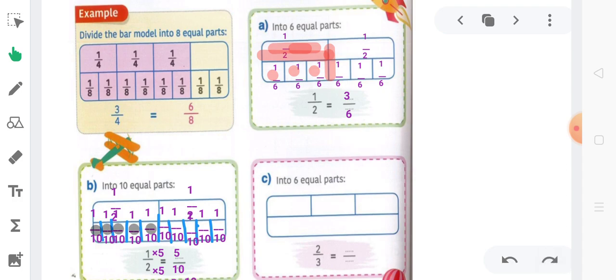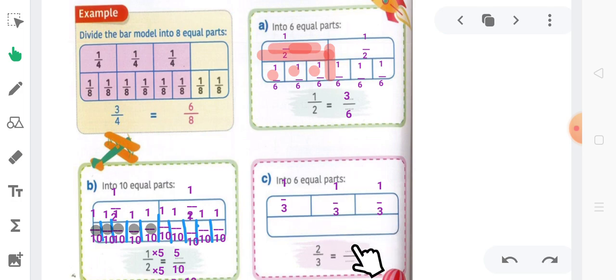Three, 4, and 5. A half equals 5/10. Let's see here. We have 6 equal parts. The 2/3, so we represent 2/3 in this bar model. This is a third, another third, another third. So these are 2/3.